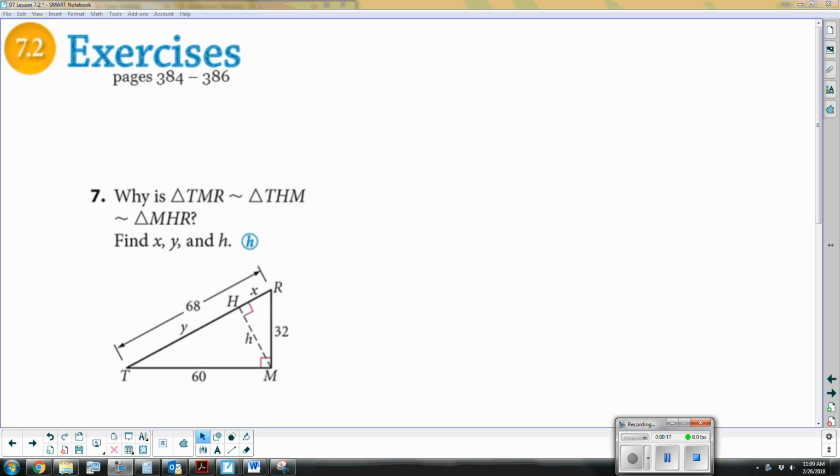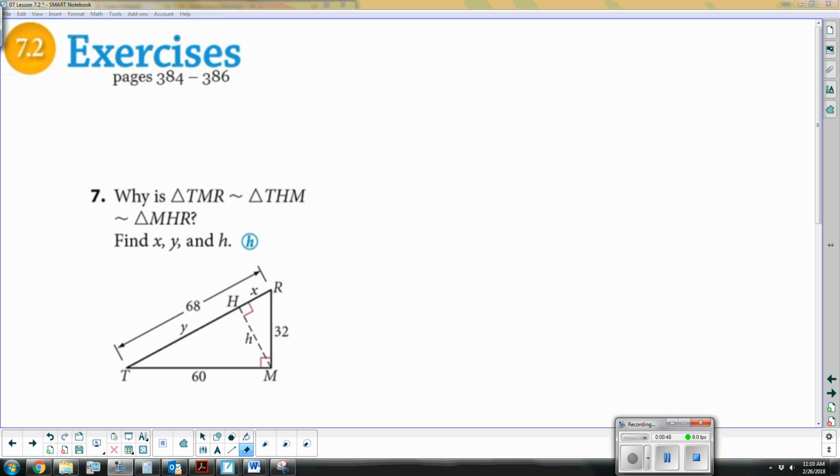In order to show that three triangles are similar, you can use the transitive property. So if you can show that these two triangles are similar, and you can show that these two triangles are similar, then by the transitive property, these two triangles have to be similar. Okay, so let's start by showing why the triangles are similar.